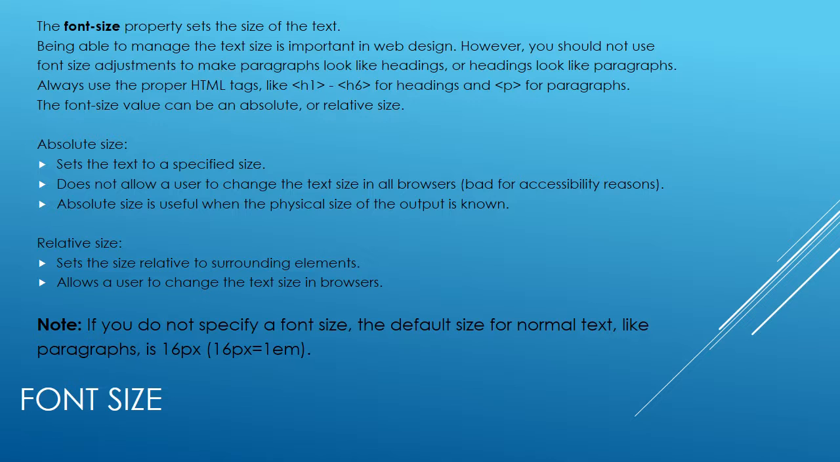The font size value can be an absolute or relative size. Absolute size sets the text to a specified size. It does not allow a user to change the text size in all browsers, which is bad for accessibility reasons. Absolute size is useful when the physical size of the output is known. Relative size sets the size relative to surrounding elements. It allows a user to change the text size in browsers.